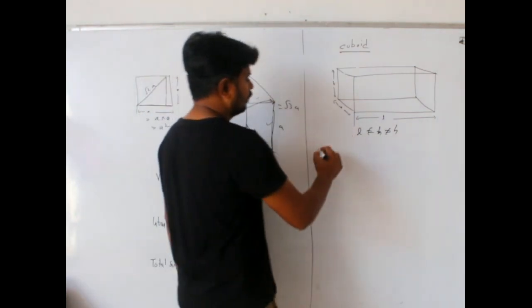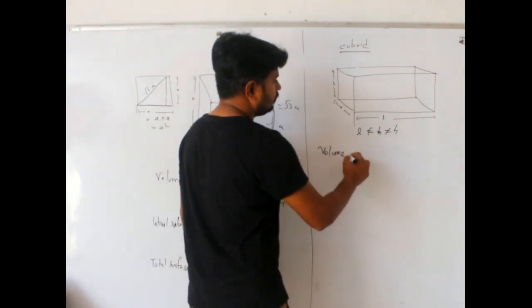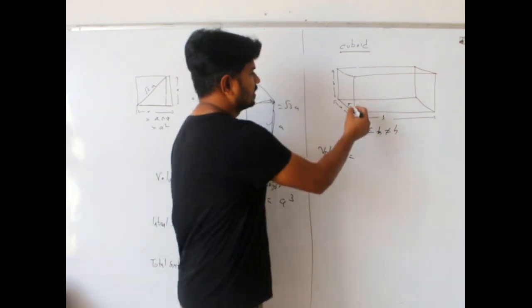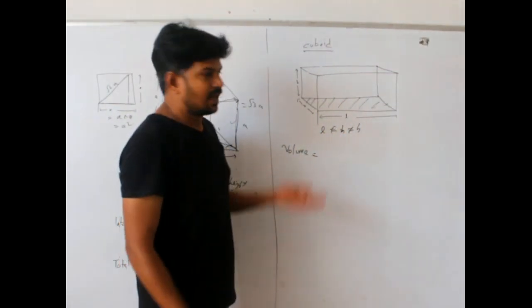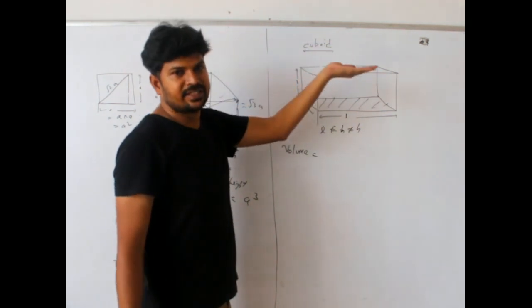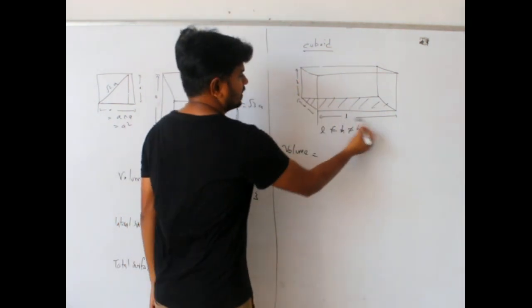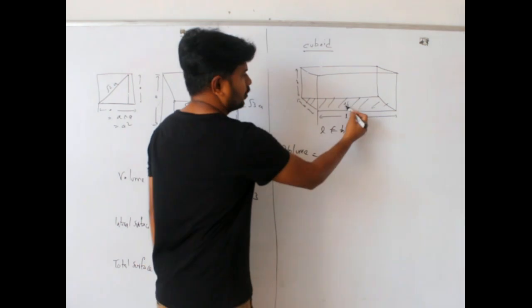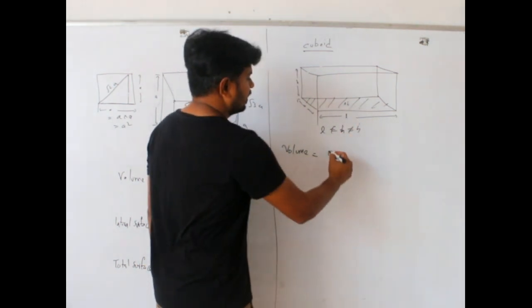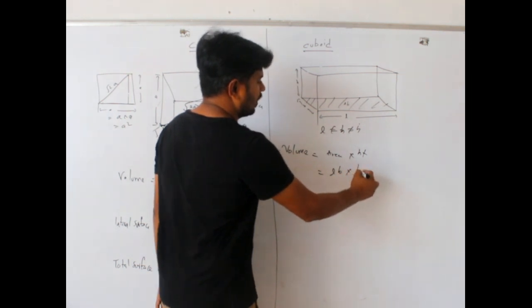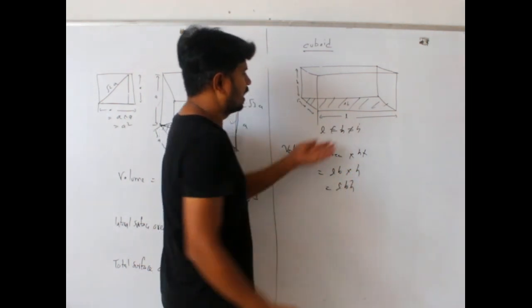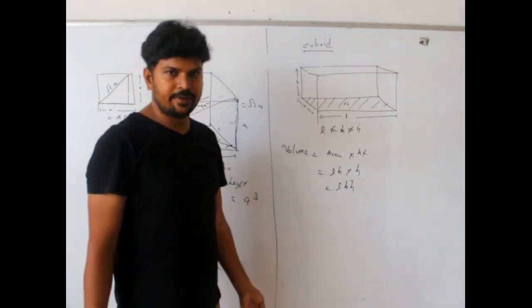Okay, now in order to find the volume, what we have to find first is the area of this plate, the first plate, and that plate has to move towards the h direction. What is the area of this plate? This is length and this is breadth. Area of this plate is L into B. So that is nothing but area of plate into height, which is equal to L into B into height, which is equal to LBH. LBH is the volume formula for the cuboid.